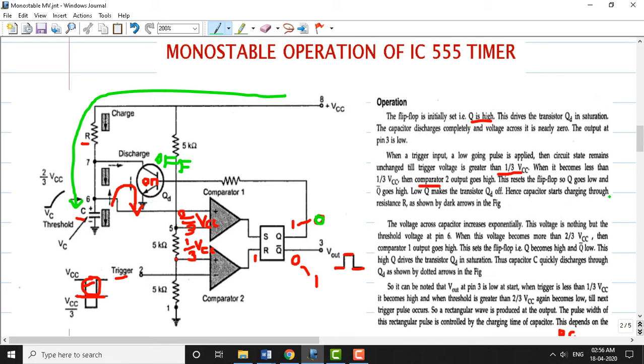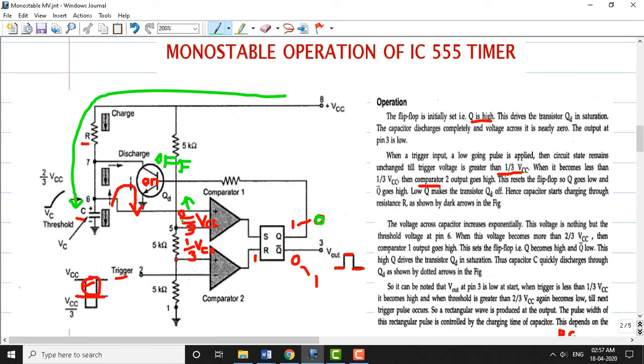Hence the capacitor starts charging through the resistance R, the path is shown here. So the voltage across the capacitor builds slowly. It rises to a higher level. So voltage across the capacitor increases exponentially. We know that voltage across a capacitor is an exponential increase. This voltage is nothing but the threshold voltage at pin number 6. So this voltage across the capacitor is the threshold voltage that goes straight into the non-inverting terminal of comparator 1. The voltage at the non-inverting terminal of comparator 1 rises here as the capacitor keeps charging.